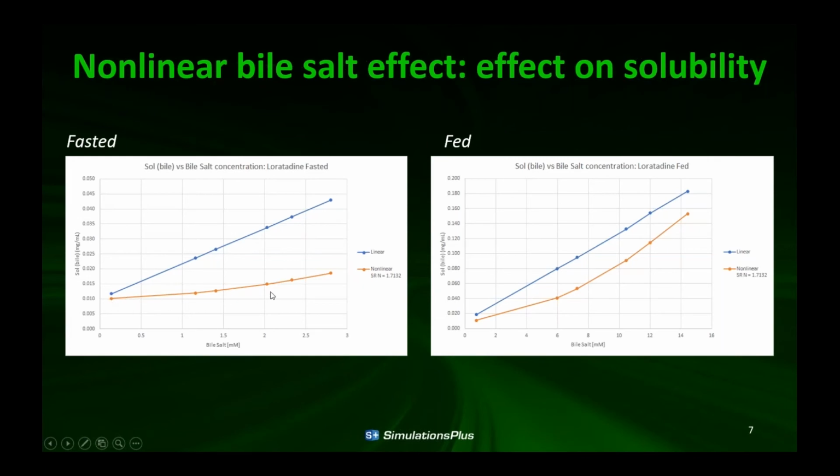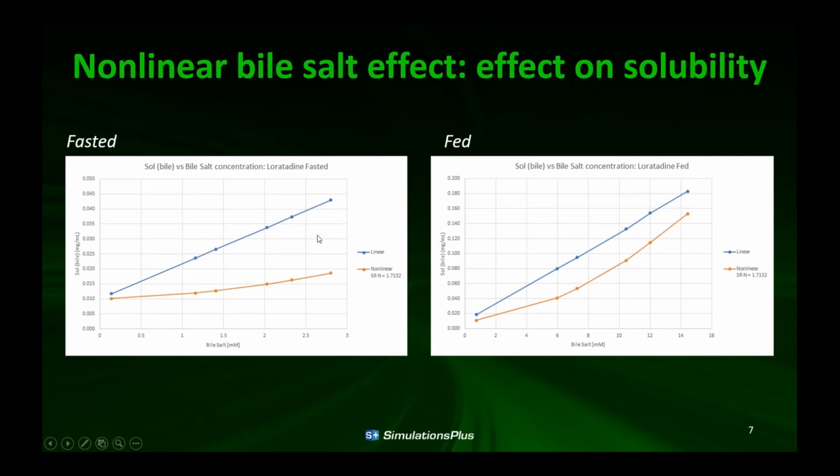So this orange line shows the nonlinear model and the calculated solubility at the different locations with the different bile salt concentrations in the GI tract. And for the fed condition, the bile salt concentration is now higher at the different locations. The blue line also shows the calculated solubility with the linear model, and the orange line shows the calculated solubility with the nonlinear model.